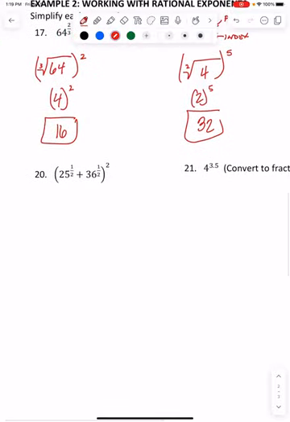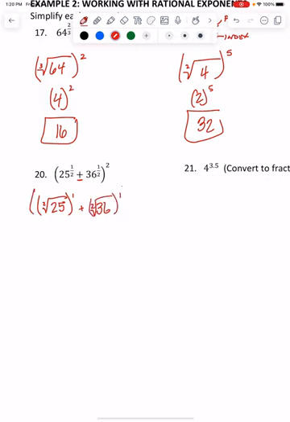Now for number 20. 25 to the 1/2 plus 36 to the 1/2, all being squared. The addition sign kind of throws things off, so we have to work with each thing individually. Remember, it's power over index. So this would be the square root of 25 to the 1st, and then the same thing, 36 to the 1/2, index 2, power 1. All of that is being squared.